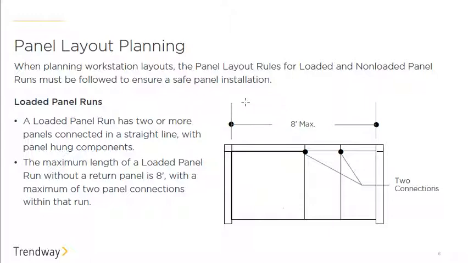Let's first discuss the panel layout planning. When you are planning the workstations, we need to make sure that we follow some rules for loaded and non-loaded panel runs. In this example, they're showing that a loaded panel run has 2 or more panels connected in a straight line with a panel hung component. And the maximum length we want to make sure we do on a panel loaded run is 8 feet with a maximum of 2 panel connections within that run.